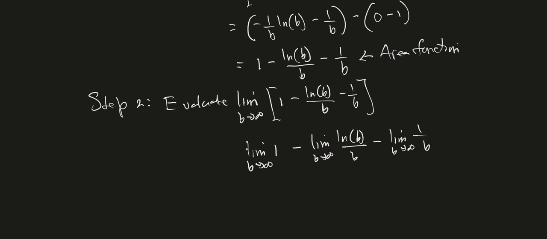Now, the limit of a constant is that constant, so that's 1. This is one of those special limits where the numerator is a constant, but the denominator is getting very, very large. So it's that convention that 1 over infinity is 0. That's what this is. So I have minus 0 there.